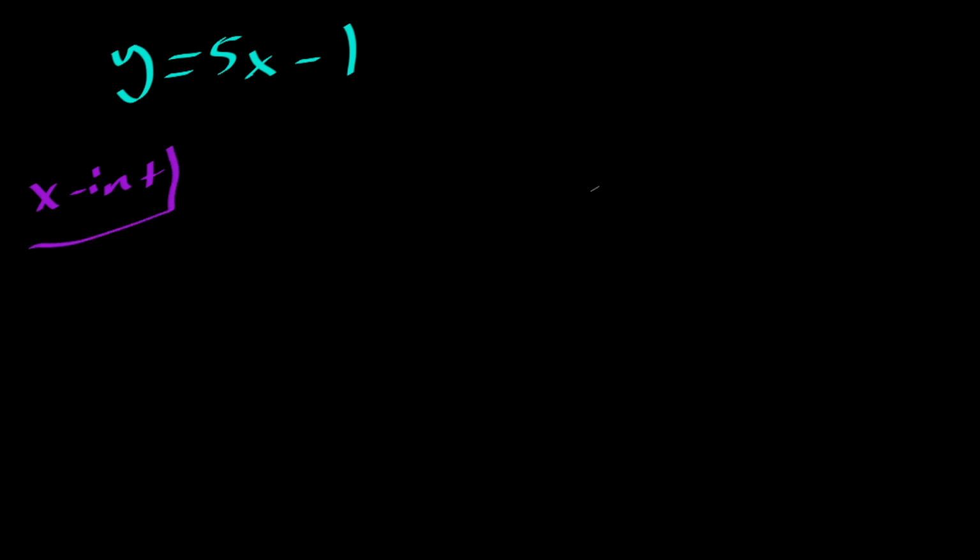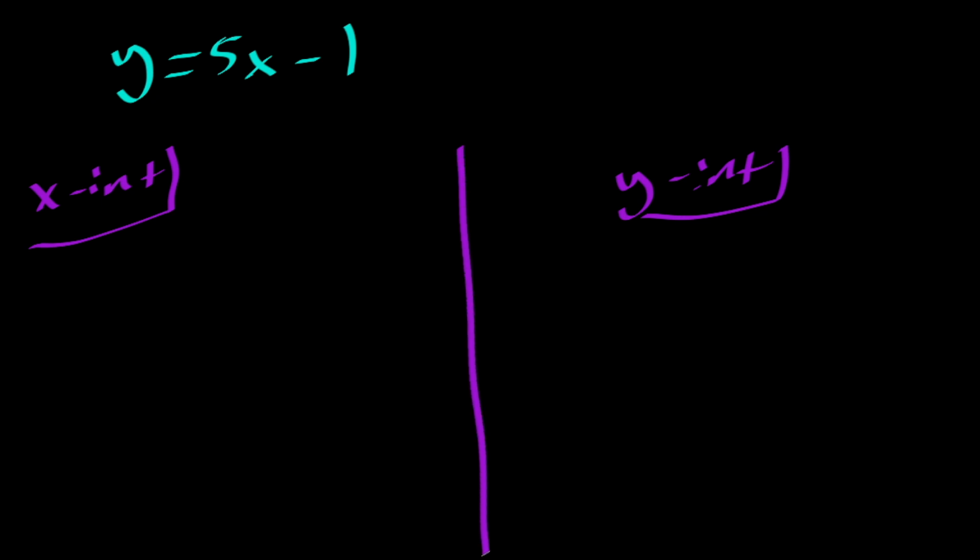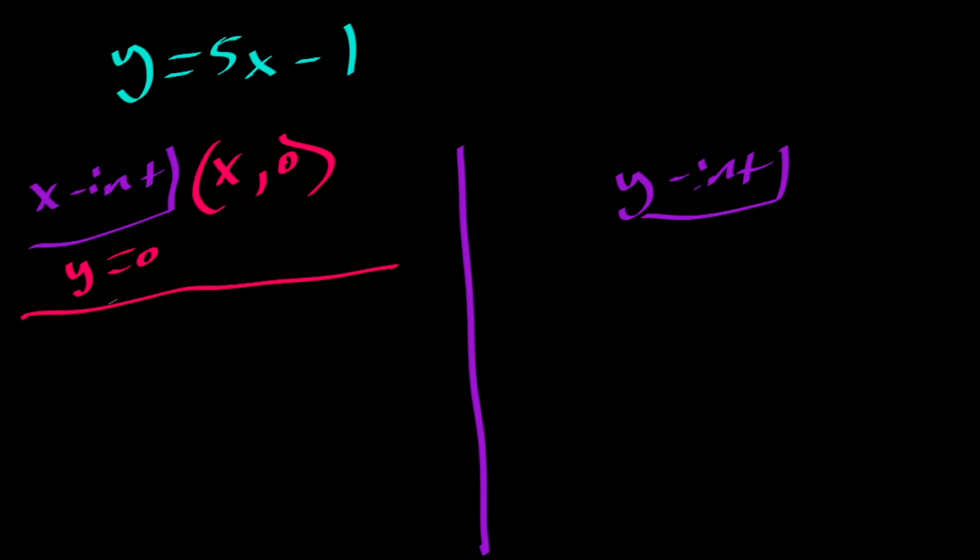Let's say I have y equals 5x minus 1, and your job is to find two things: the x-intercept, and then the y-intercept. I like to split these up and just do them separately. An x-intercept is always going to have this form: the x value, comma, 0. That's the ordered pair. So if we take that into account, we're just going to say the y is going to equal 0, and then we're going to solve this problem.